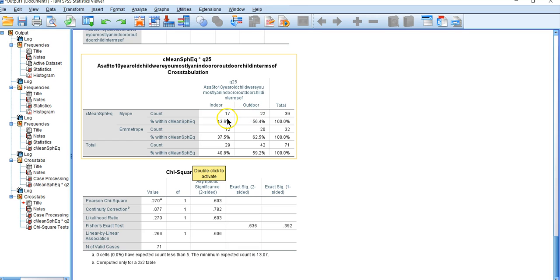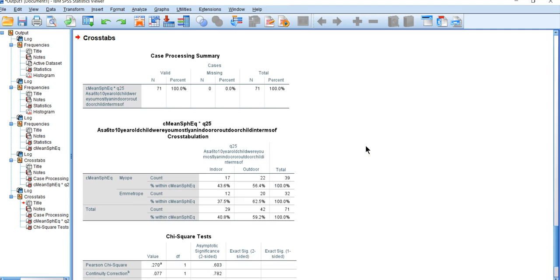We see that myopes were outdoors 56% of the time, and emmetropes were outdoors 62% of the time. A little bit more, but not really significantly. We could call this a sample size error, or sample size problem, but who knows? Now, what is the null hypothesis? The null hypothesis is that there is no association between the indoor-outdoor variable and the myopia-emmetropia variable.